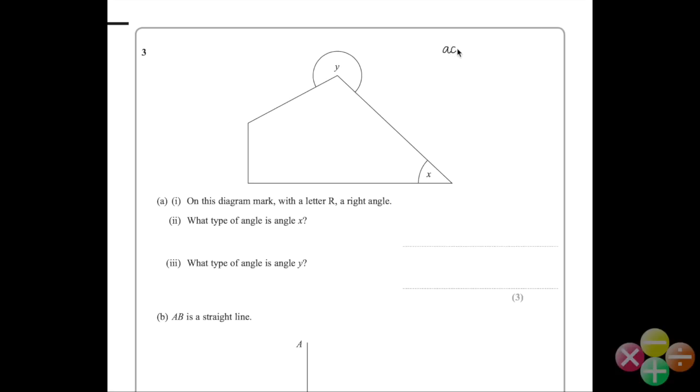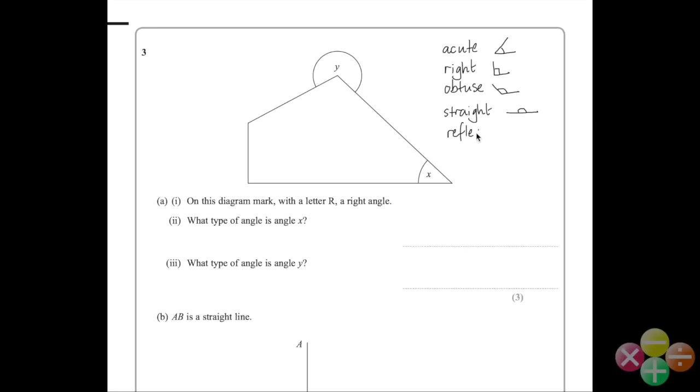First of all, we have an acute angle. Now this angle is less than 90 degrees. We then have a right angle. This angle is exactly 90 degrees. An obtuse angle is the next one. And an obtuse angle is greater than 90 degrees but less than 180. Then we have a straight angle. Now a straight angle is 180 degrees exactly.